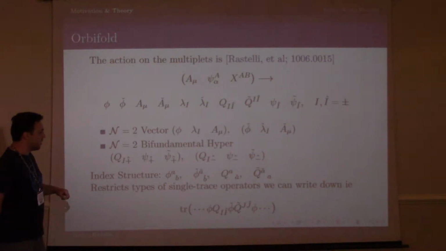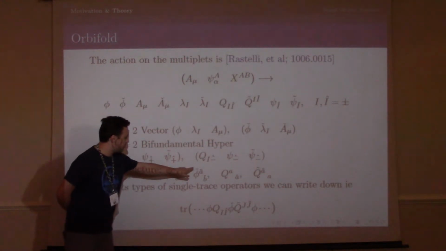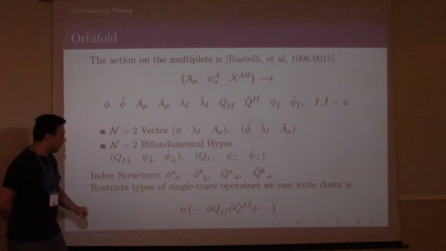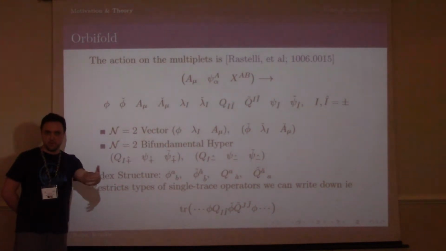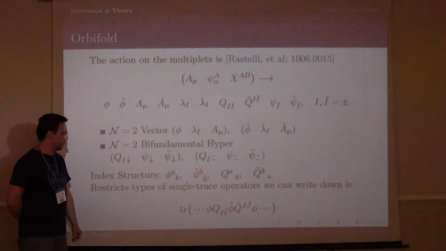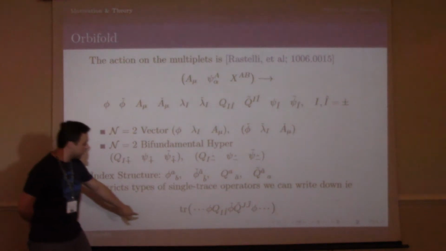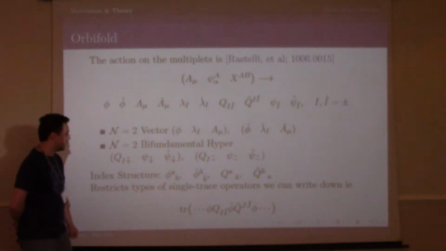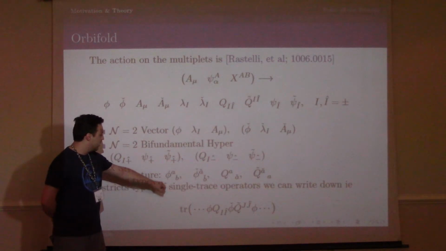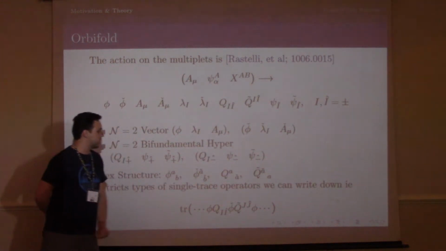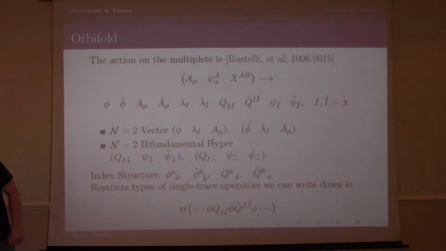The index structure here is much more complicated now because we have these two gauge groups. So writing down single trace operators, eventually for our spin chain, becomes a more complicated task at least. So this is a legal single trace operator that I've written down under the trace. Of course, combining a phi and a phi-check wouldn't work. There would be no way to trace it.